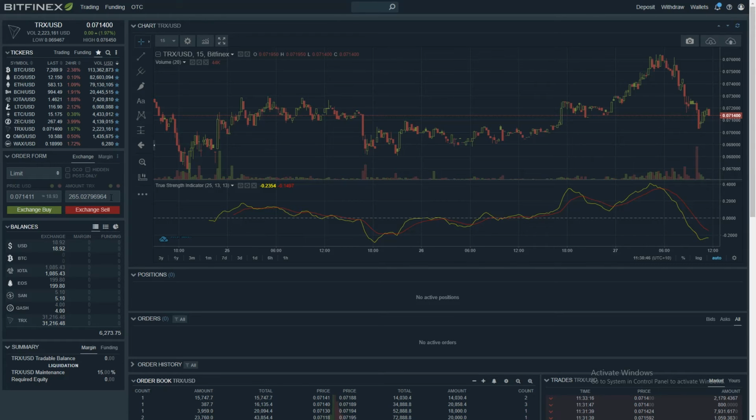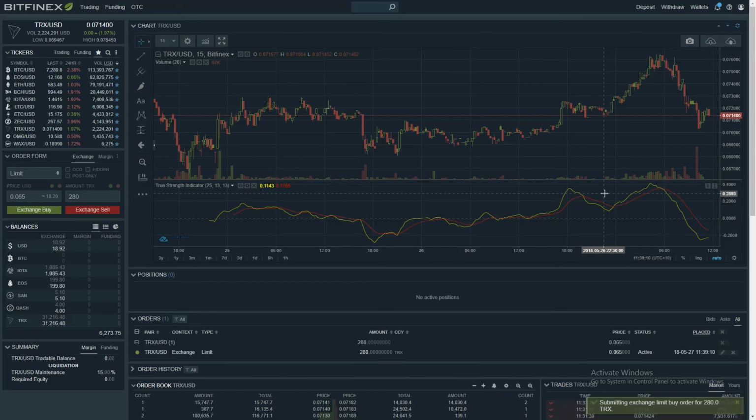But you know what? I'm not quite happy with that. I want to buy say 200 TRX, but I actually want to wait until the price of that drops to say 0.65. So if the price of TRX actually drops back down into this territory down here, I want in, I want more. So then I can hit that exchange buy, and what that's going to do is place an order in the book.